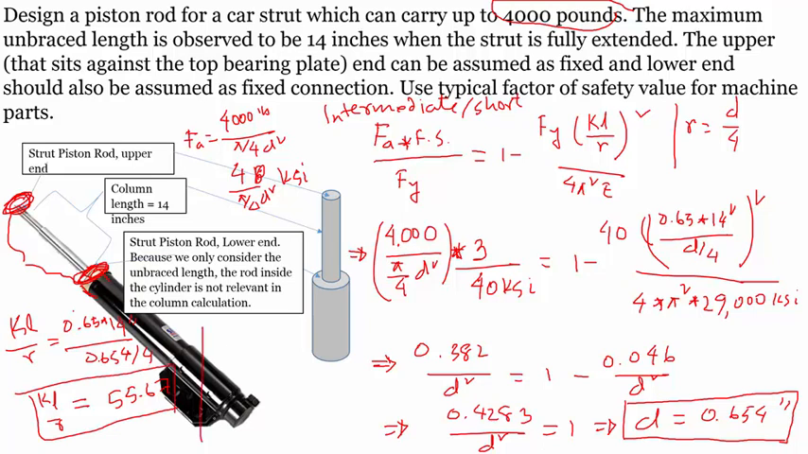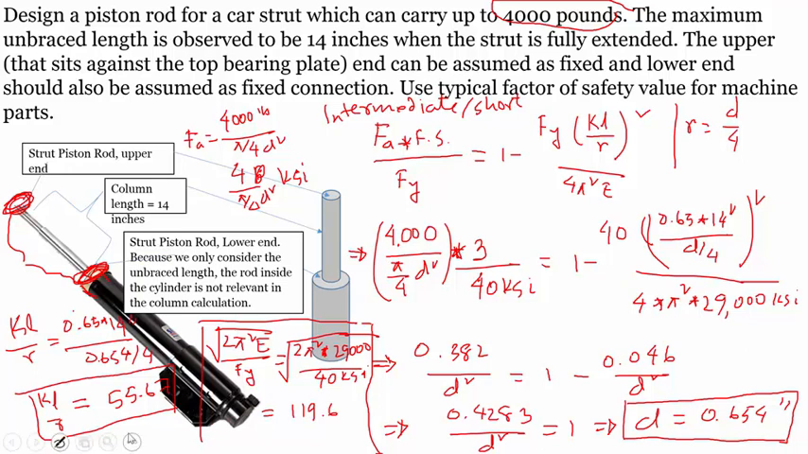We have to compare this value with this value, which comes from the material property, yield strength. If I plug in all these numbers, I get the square root of 2 pi squared times 29,000 ksi divided by 40 ksi. I have found this value to be 119.6. So in this case we can see that KL by r is smaller than the square root of 2 pi squared E by Fy. If KL by r is smaller than this value, then it's an intermediate or short column. So our assumption was okay. The final column diameter would be 0.654.